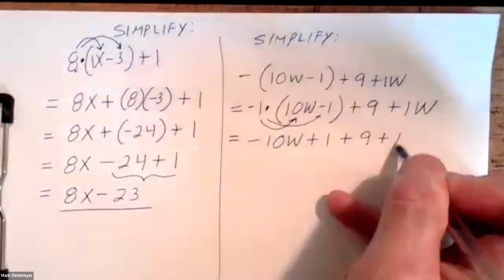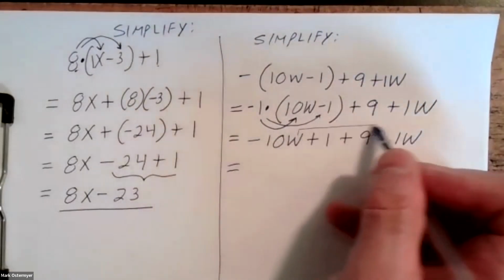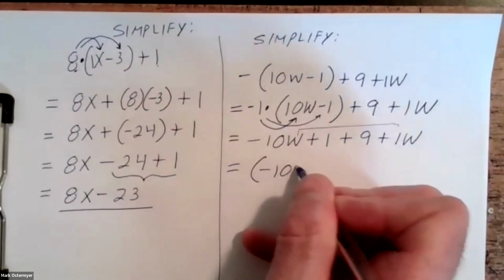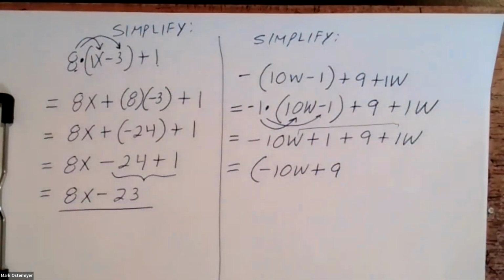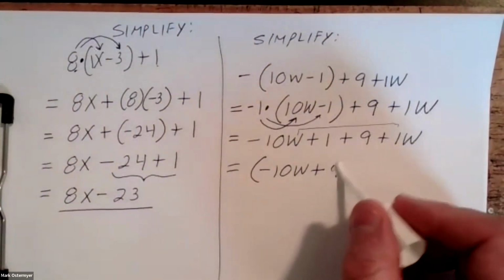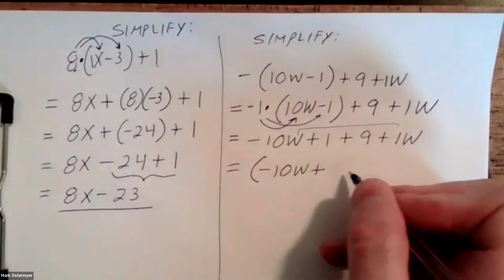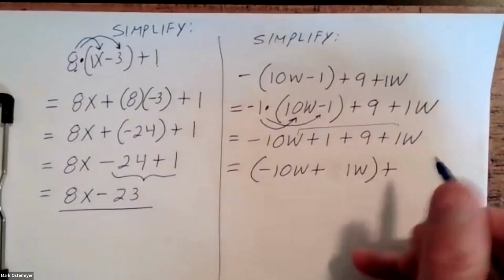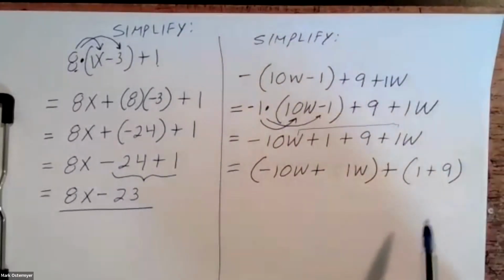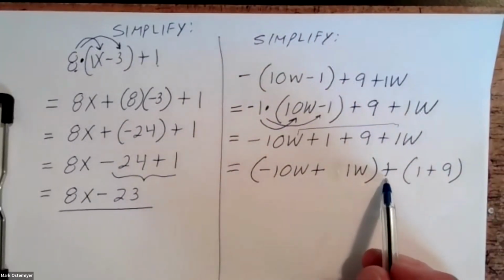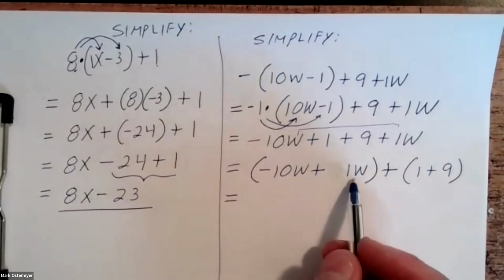Plus 9 plus 1w. Now we will combine like terms. I have like terms of w that need to get together. So -10w must be added to 1w. Sorry about that. And then we have some constant terms that need to be combined, 1 plus 9. Notice when I group together like terms in between the parentheses, I always put a plus sign, always.